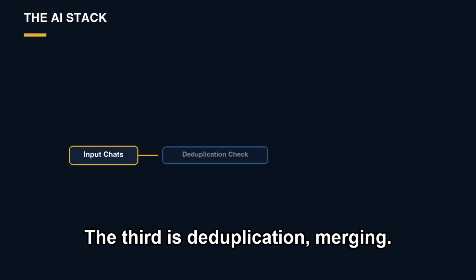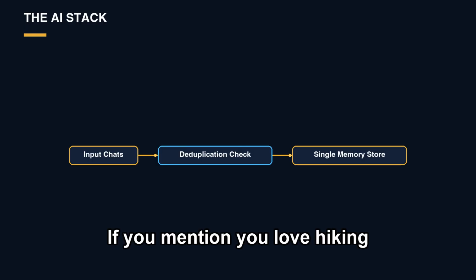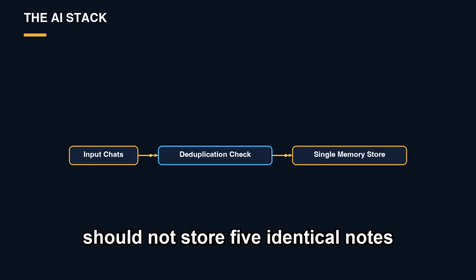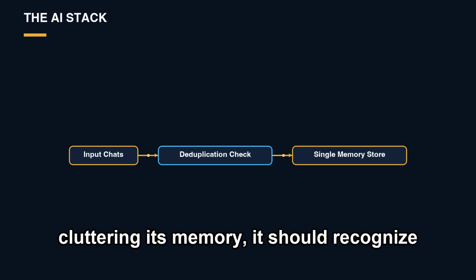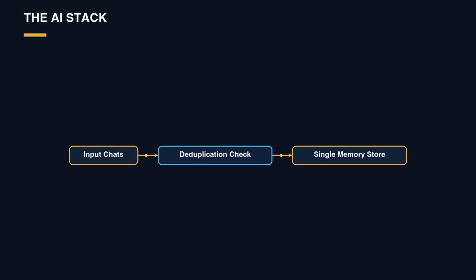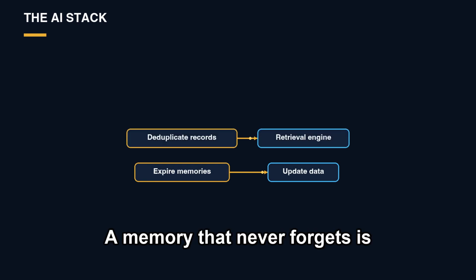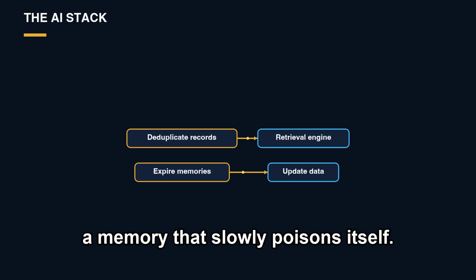The third is deduplication, merging. If you mention you love hiking across 5 different chats, the agent should not store 5 identical notes cluttering its memory. It should recognize the repeat and keep one. Expire, update, deduplicate. A memory that never forgets is a memory that slowly poisons itself.